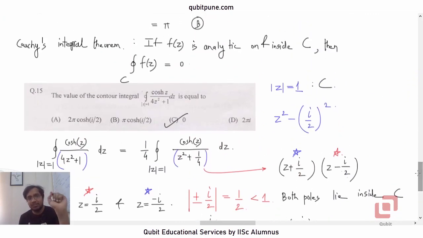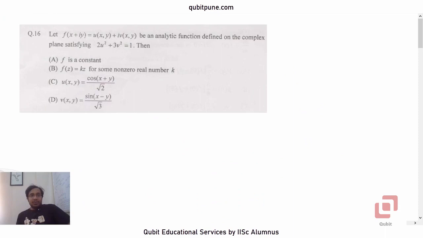Now let us go to question number 16. Question 16. Let f of z, or x plus iy, be u plus iv. Let it be an analytic function defined on the complex plane satisfying 2u squared plus 3v squared equal to 1. Then f is a constant. f of z is kz for some non-zero real constant k. The real part of the function is cos of (x plus y) by root 2, and the imaginary part is sine of (x minus y) by root 3.